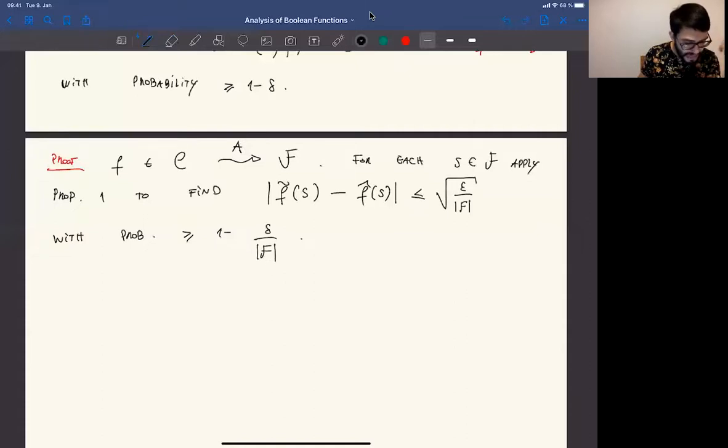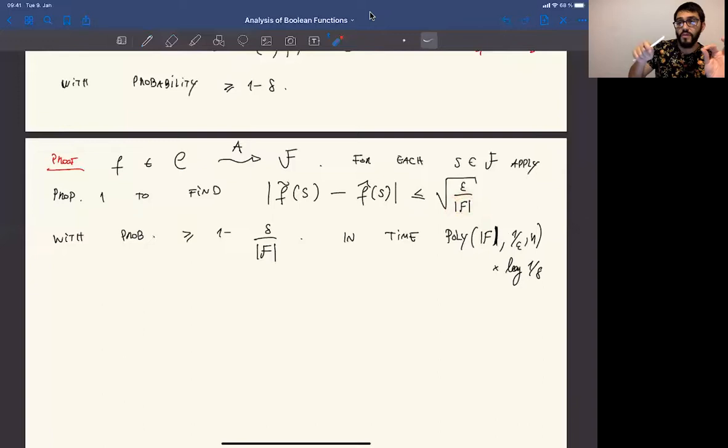Okay. And so this happens in time, which is polynomial by proposition 1, in the size of this family, because the epsilon is being divided by this, and so that's why it enters in the polynomial time, n times log of 1 over delta. So for each f, I use the algorithm, and let's say I concatenate the algorithm with proposition 1, and I produce these approximations f tilde.